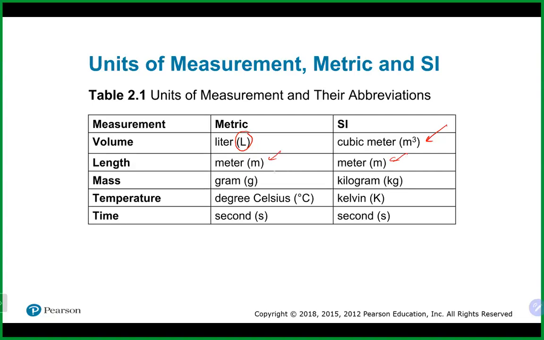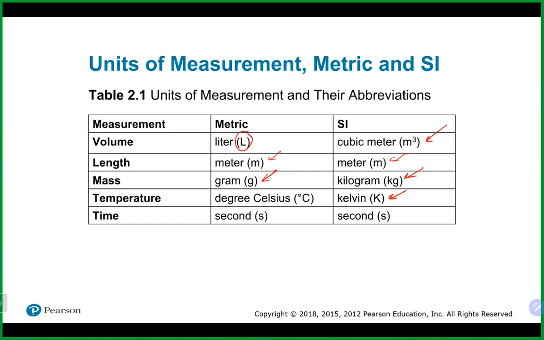Mass is grams for metric, but really the SI unit that is used is kilograms. Kilograms is a prefix version of grams. Degrees Celsius, and for temperature, the SI unit is Kelvin. That's what the K stands for. It used to be called the absolute temperature scale, but it is the Kelvin scale. Pretty much in chemistry, if you're doing any type of formula and you need to use a temperature value, it pretty much should be in Kelvin. It's a no-brainer.